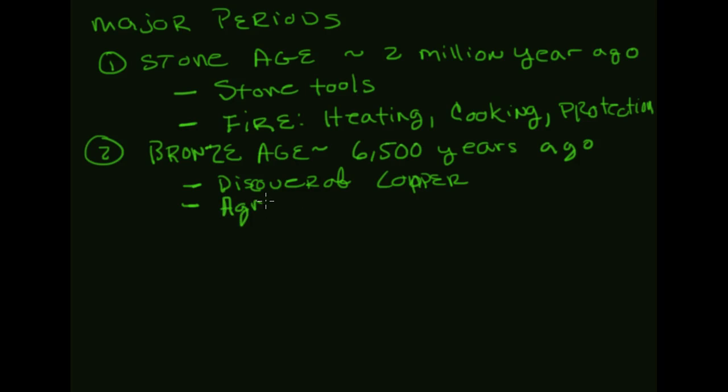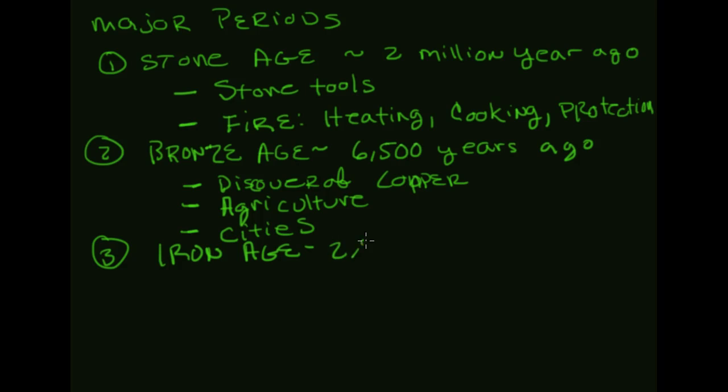We start developing agriculture. So we're no longer hunter-gatherers. We're actually in a period now where we're growing reliable crops and starting to do animal husbandry. We actually start seeing cities for the first time, collections of people coming together for mutual benefit. That's a pretty big deal. So this leads us to the Iron Age. The Iron Age is about 2,500 years ago. So this is pretty recent.